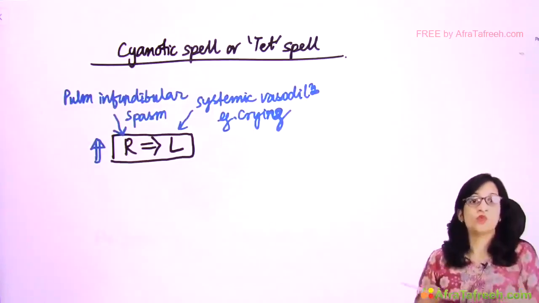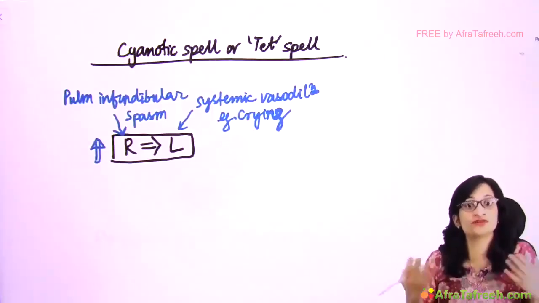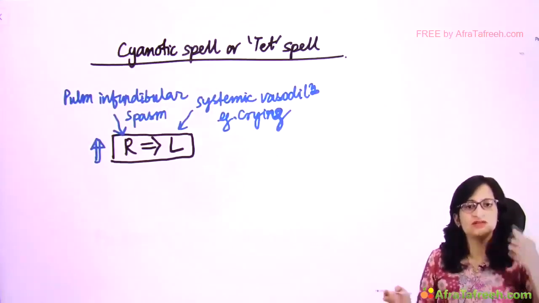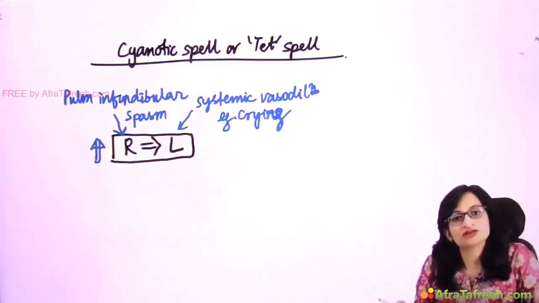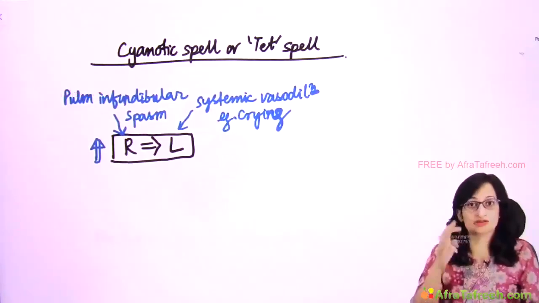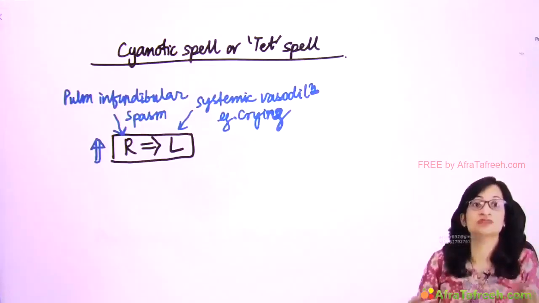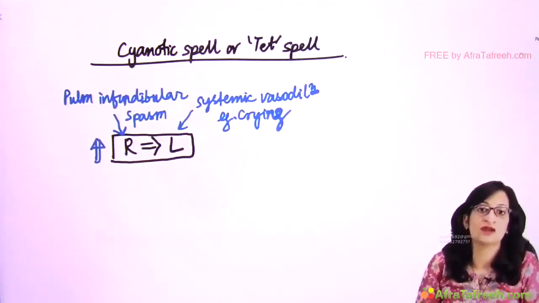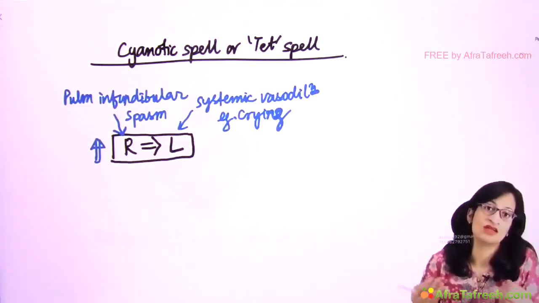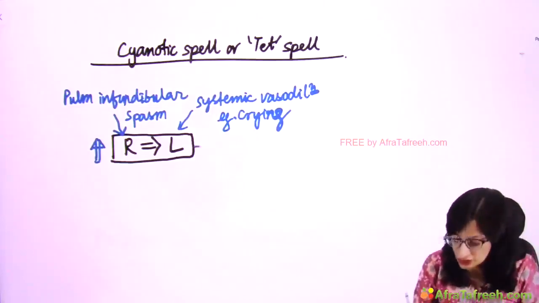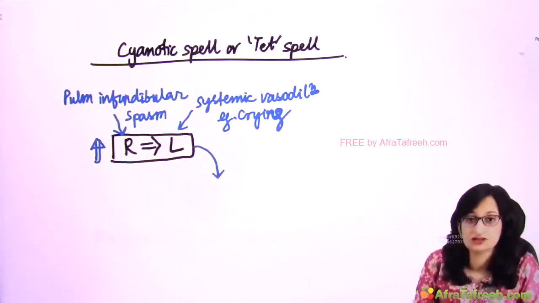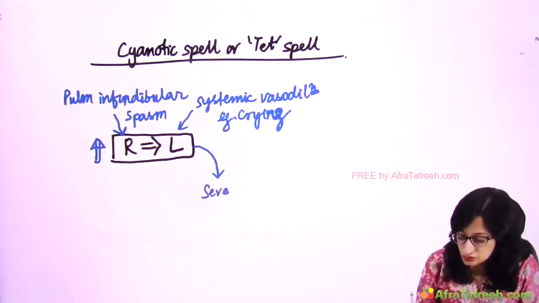Now, what will happen if the right to left shunt further increases? That means further lesser blood is going to the lungs, further lesser blood is getting oxygenated, so more hypoxia. So, the cyanosis deepens. During a cyanotic spell, the child will become more blue because very, very little blood is going to the lungs. Very little blood is getting oxygenated. So, you get severe cyanosis.